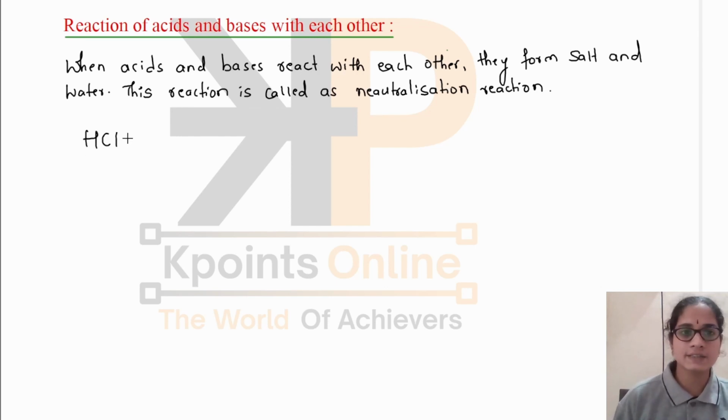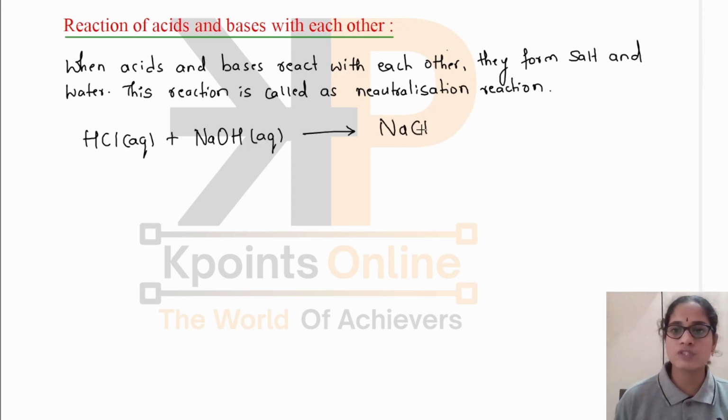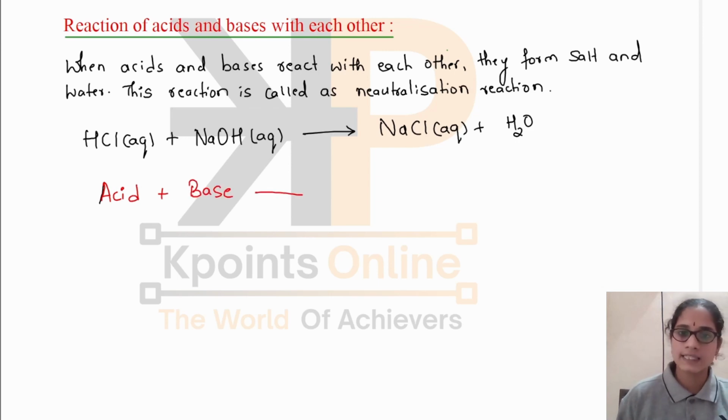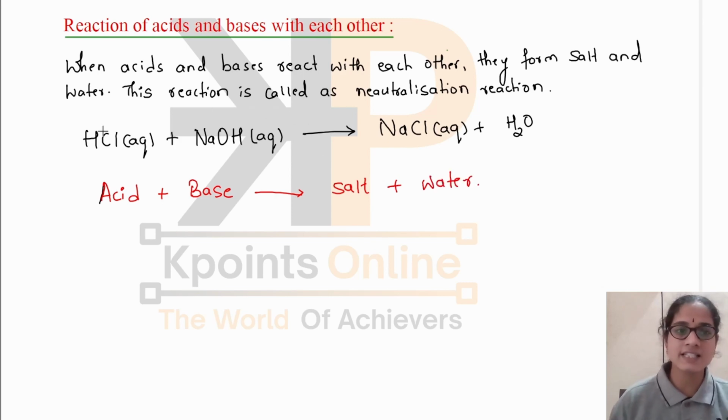Let us take an example. HCl is an acid. When it reacts with the base sodium hydroxide, there is a formation of salt, that is sodium chloride, and water. So when acid and base react with each other, acid plus base, they form salt and water. What happens here is an exchange of ions, that is, a double displacement reaction, which you have studied. Sodium and chlorine ions form sodium chloride, and H plus and OH minus ions form H2O.